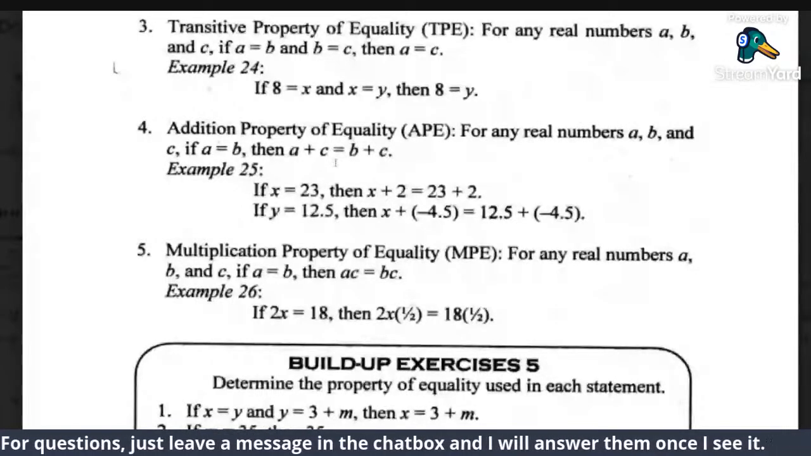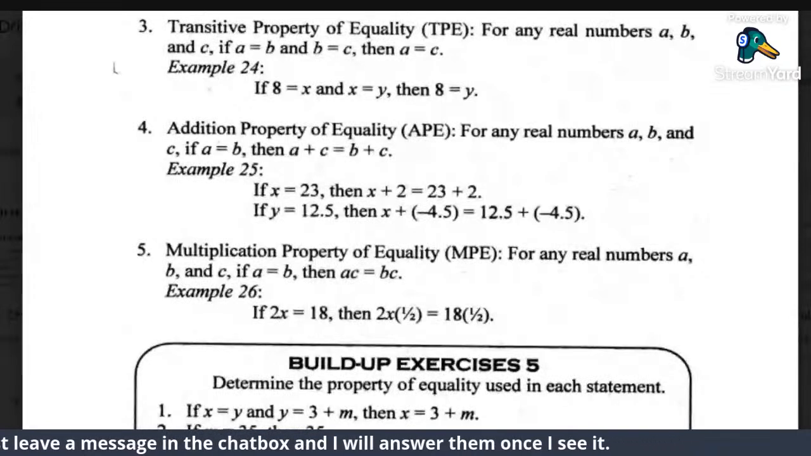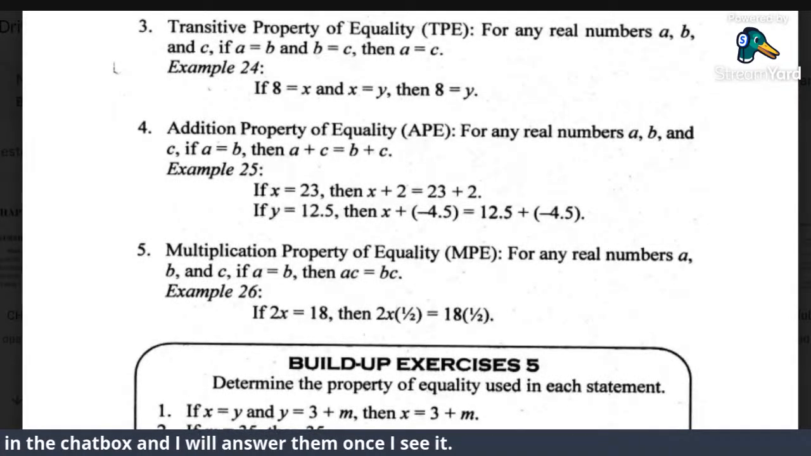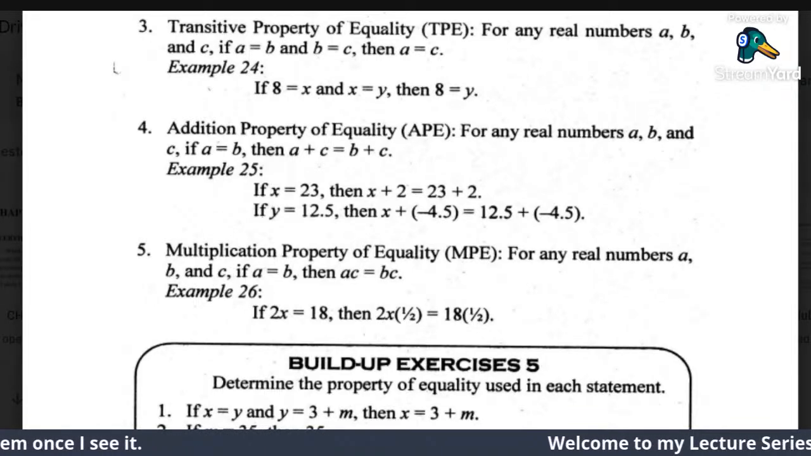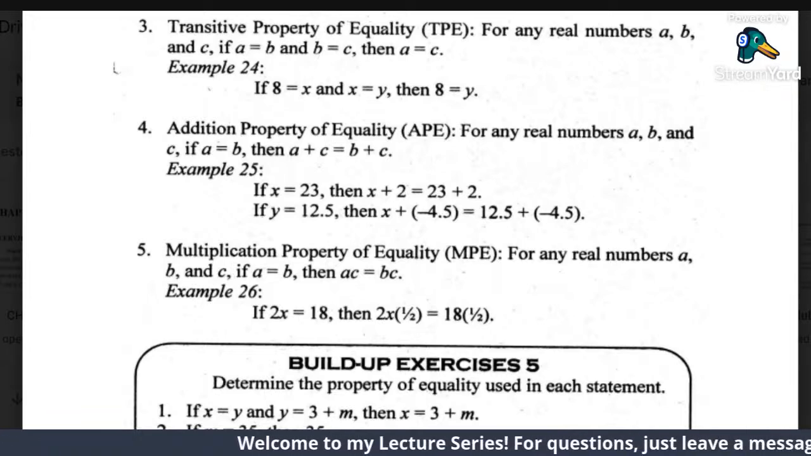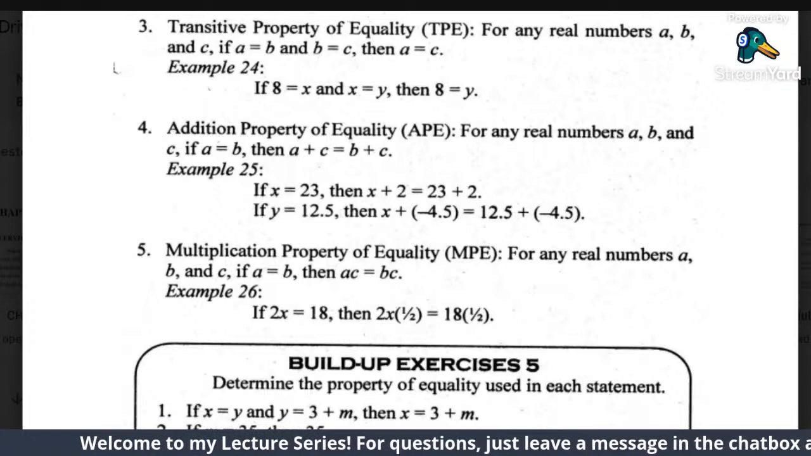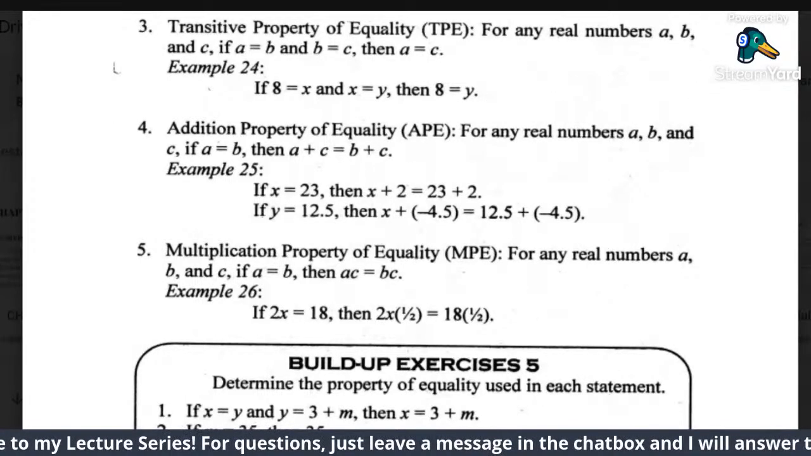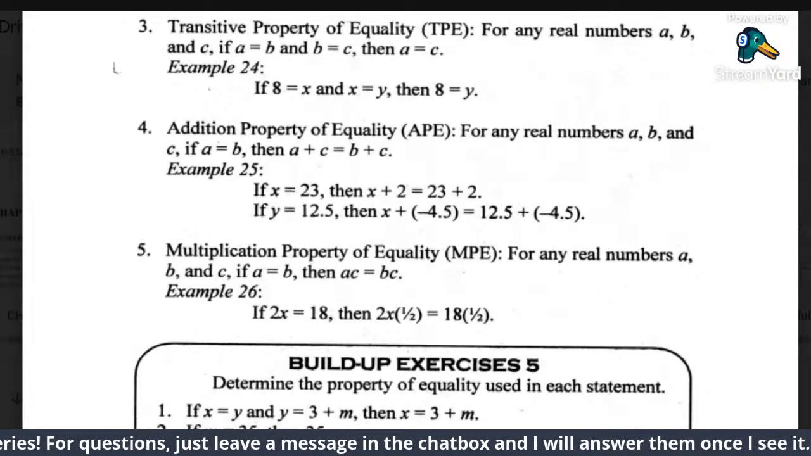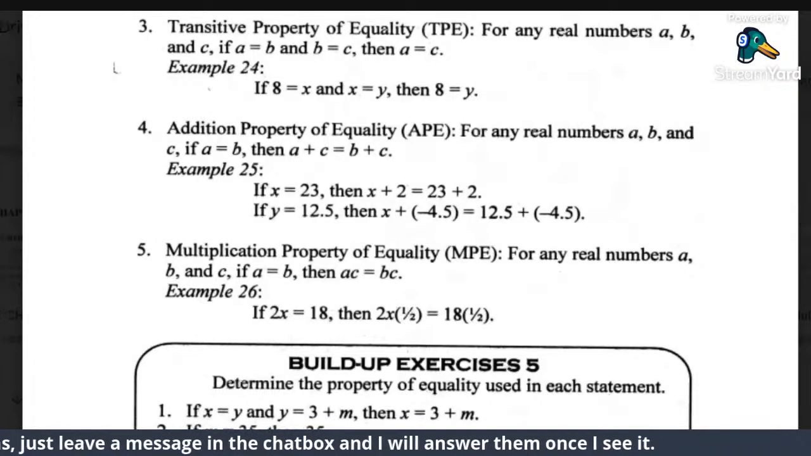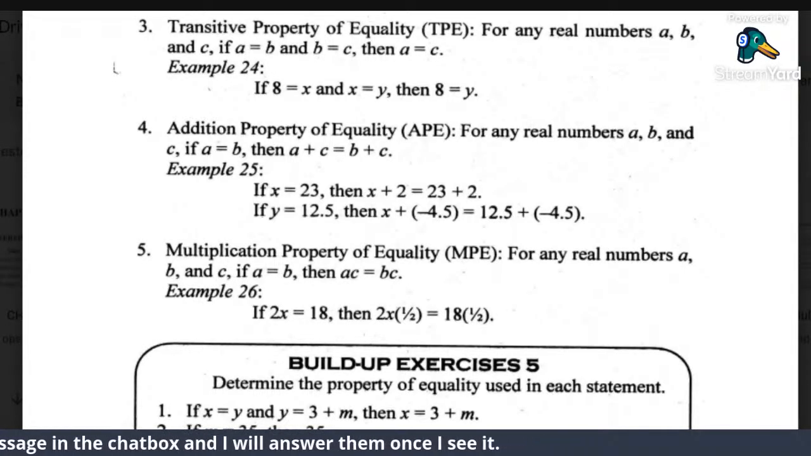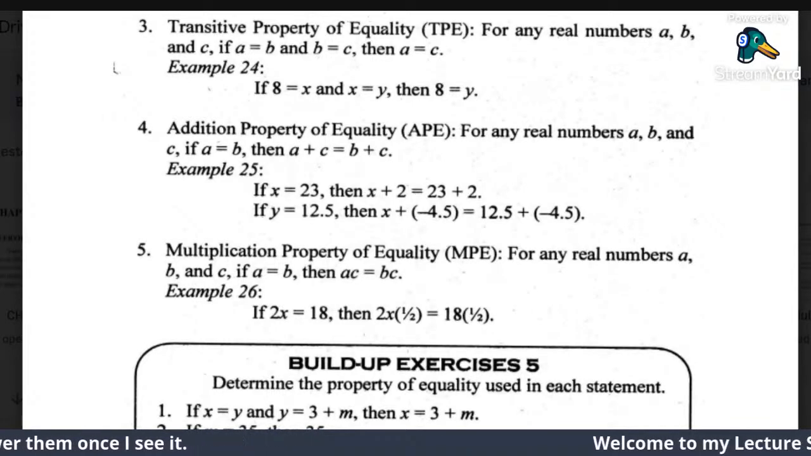We are actually using the APE when we are solving linear equations. For example, if we have x plus 1 is equal to 3 and you are being asked to solve for x, you are going to subtract 1 from both sides, performing the same operation, or you are going to add negative 1 to both sides. So you will be left with x is equal to 2. So we are using the APE in that case.